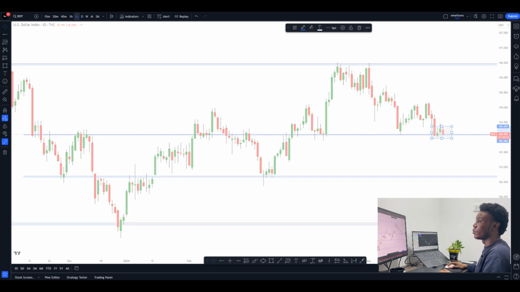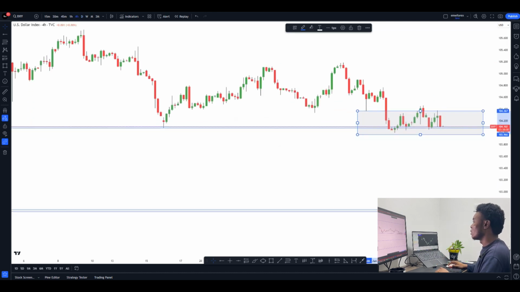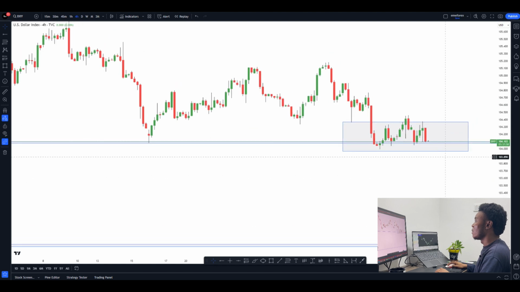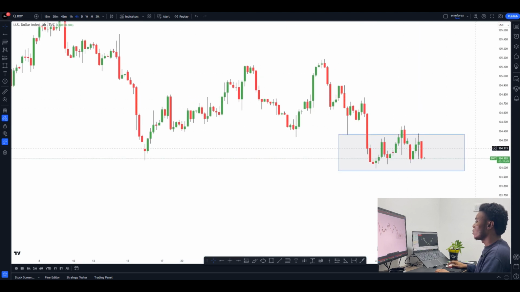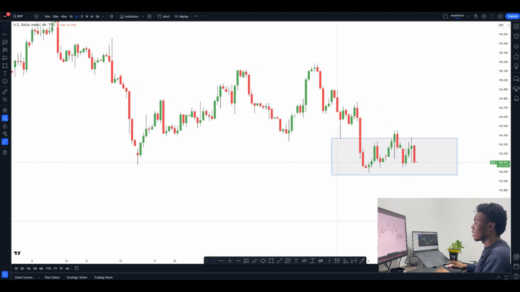So when we drop down to the 4 hour chart, on the 4 hour chart we can clearly see that price is currently consolidating within this area. Now we can see the consolidation here.